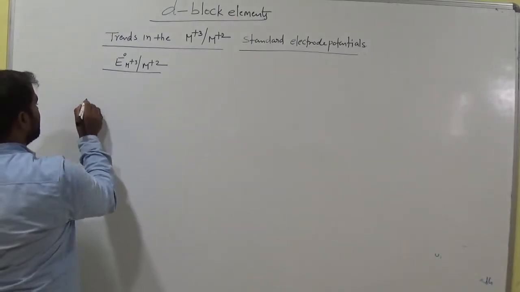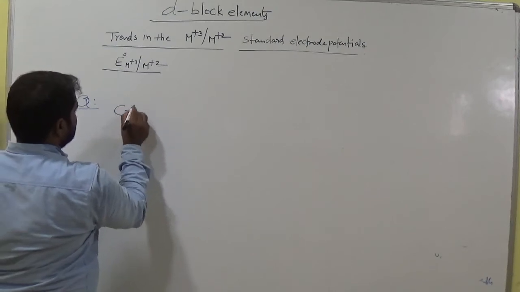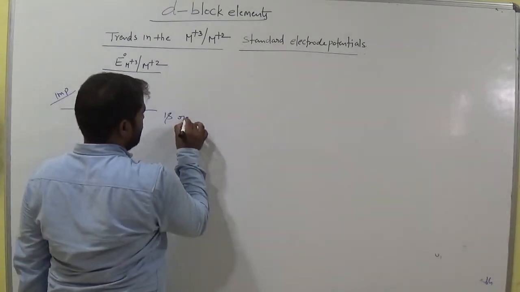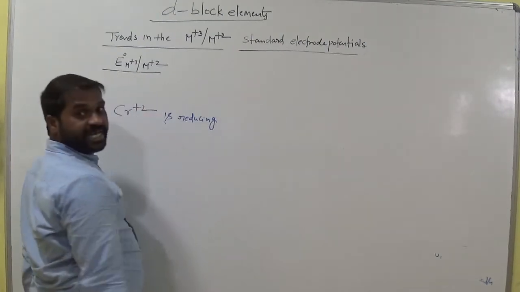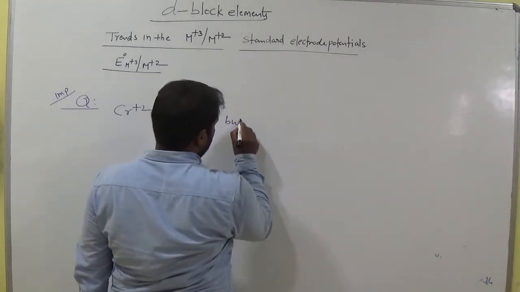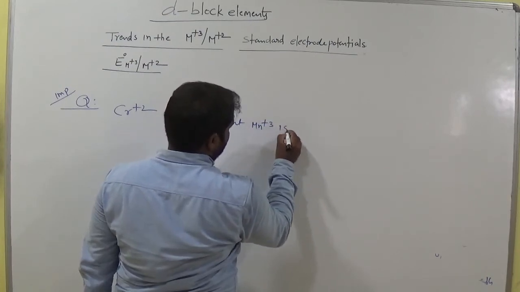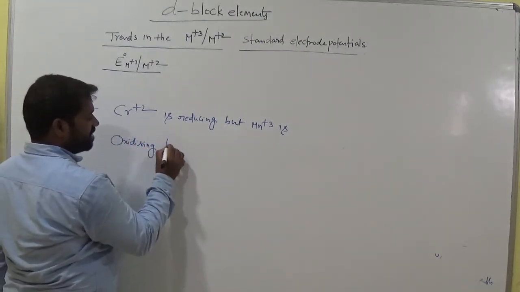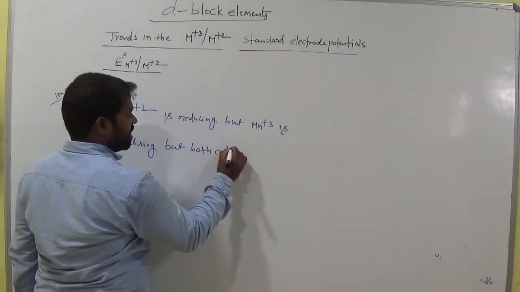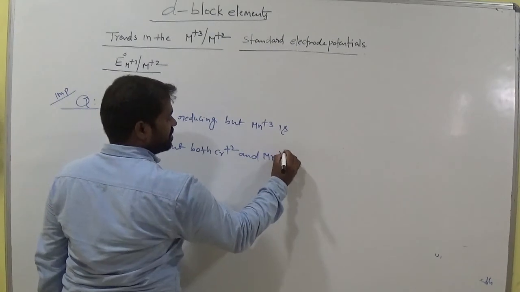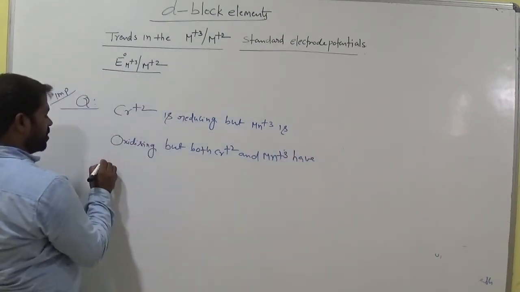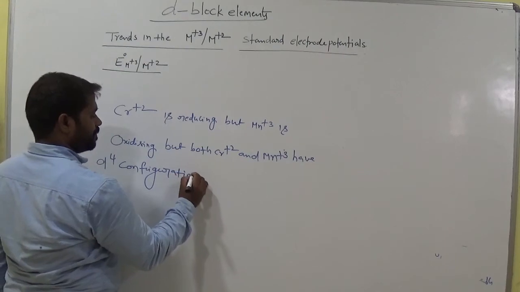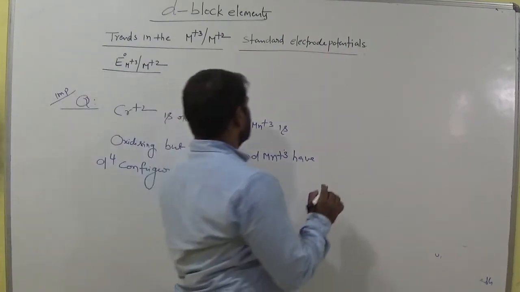And next one is Cr plus 2. Cr plus 2 is reducing, but Mn plus 3 is oxidizing, but both Cr plus 2 and Mn plus 3 have D4 configuration. Okay, so let us take Cr plus 2.